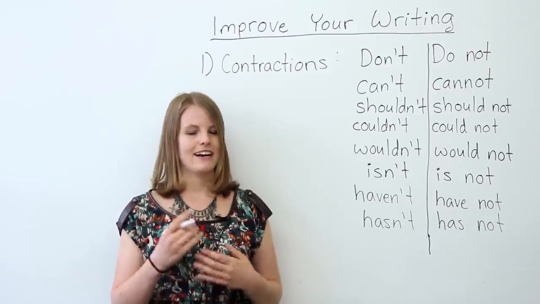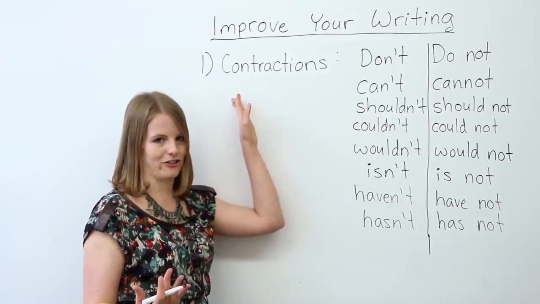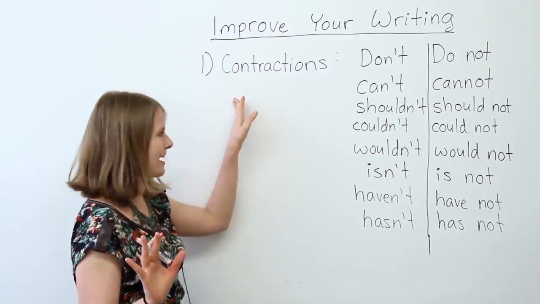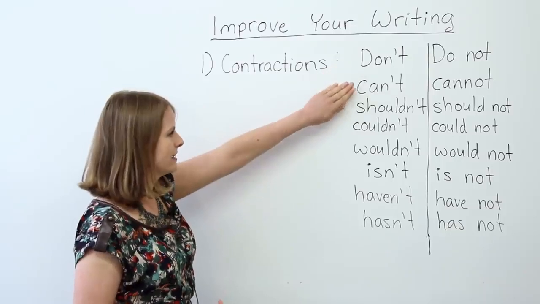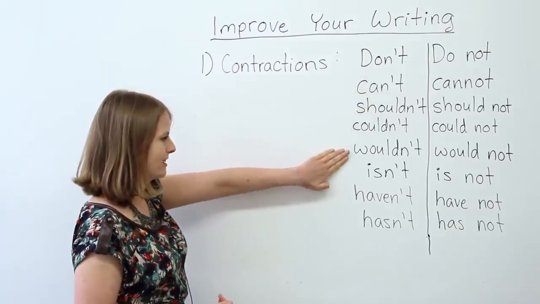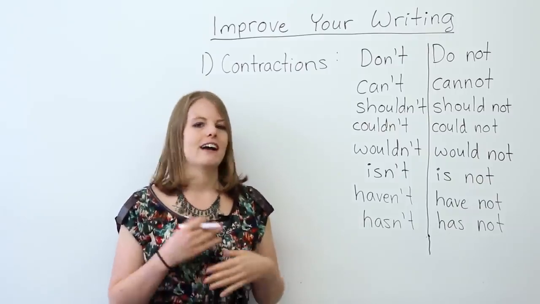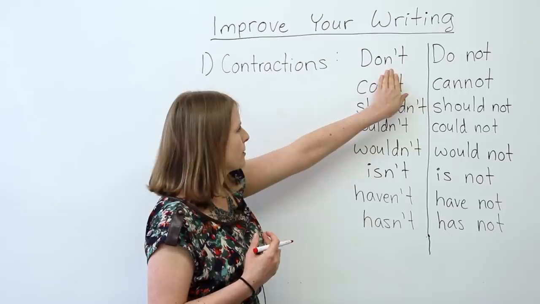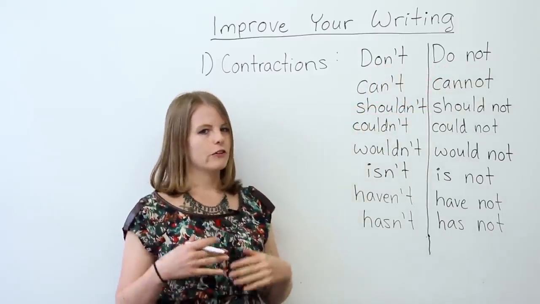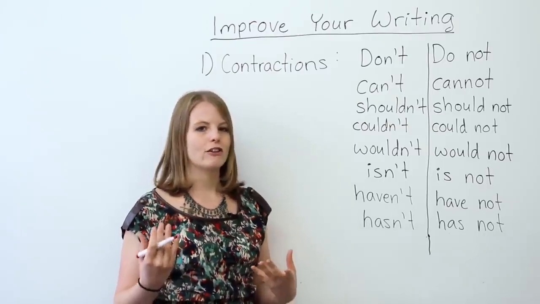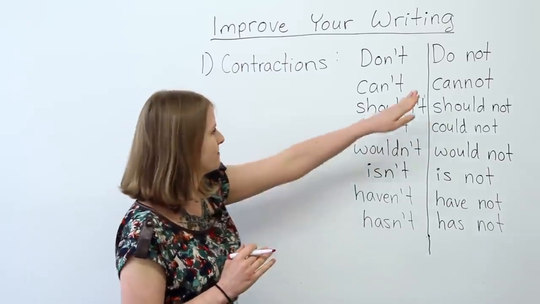My first tip on how to improve writing is do not use contractions. Okay? And again, this is for academic writing. So what is a contraction? Don't, can't, shouldn't, couldn't, wouldn't, isn't, haven't, hasn't. Okay, so it's the short form of, for example, don't is the contraction of do not. So it's better to actually write out the word in full in academic and formal business writing.